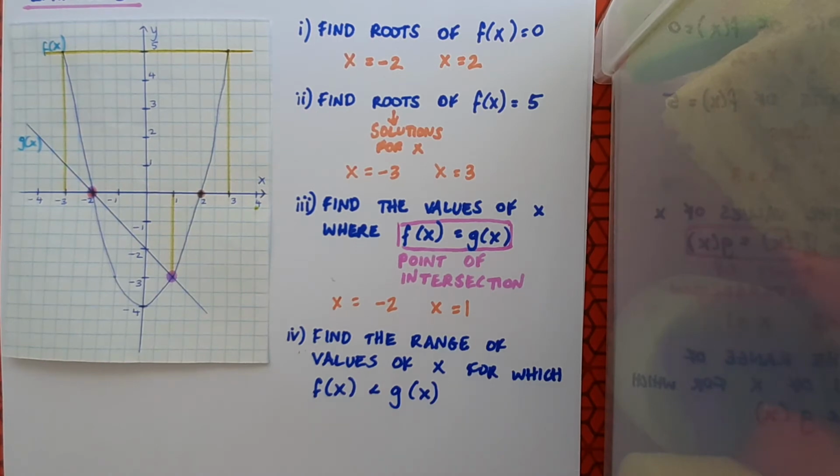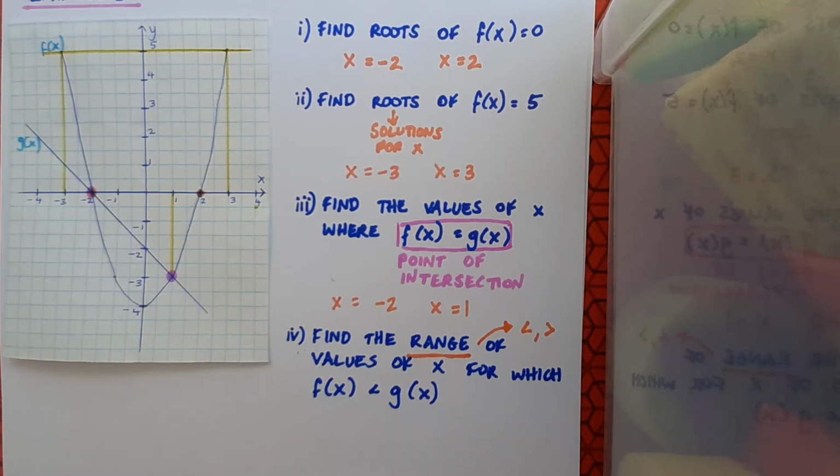Okay, so part 4 says find the range of values of x for which f of x is less than g of x. So a couple of things just to watch out for here. First of all, they're looking for a range of values of x. If they use the word find a range of values, so the word range, that usually means that they want you to use greater than and less than symbols in your answer. And you can actually see that there are greater than and less than symbols used in the question as well, for a question of this type.